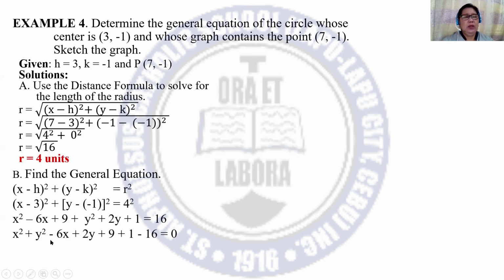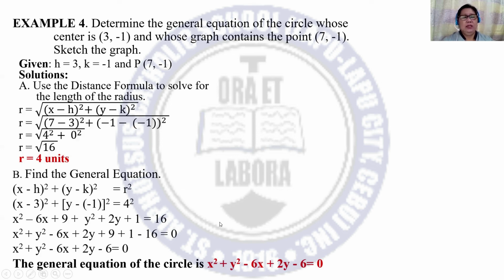X squared plus y squared minus 6x plus 2y plus 9 plus 1 minus 16. You just simply transpose 16 and equate to 0. What we have is x squared plus y squared minus 6x plus 2y minus 6, because 9 plus 1 minus 16 is equal to negative 6. Equate to 0. So the general equation of the circle is x squared plus y squared minus 6x plus 2y minus 6 is equal to 0.